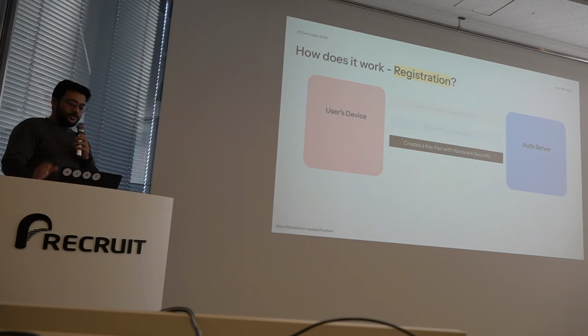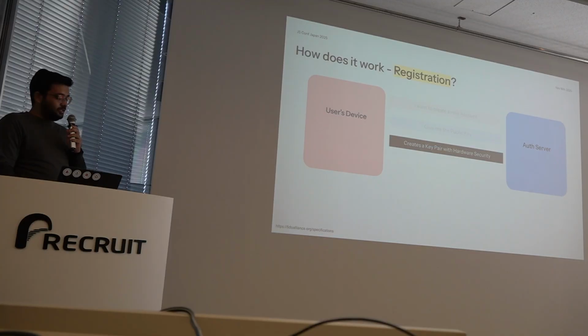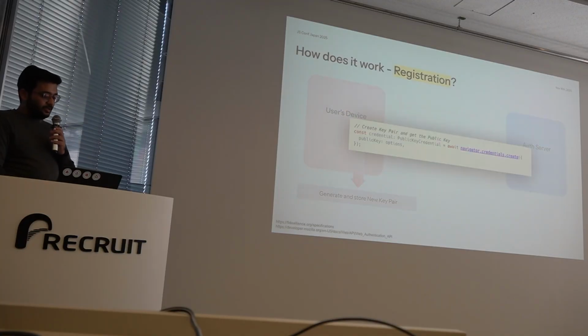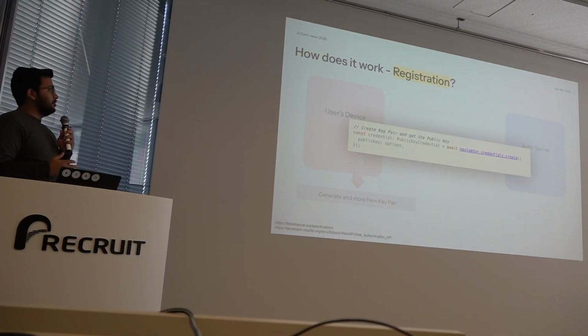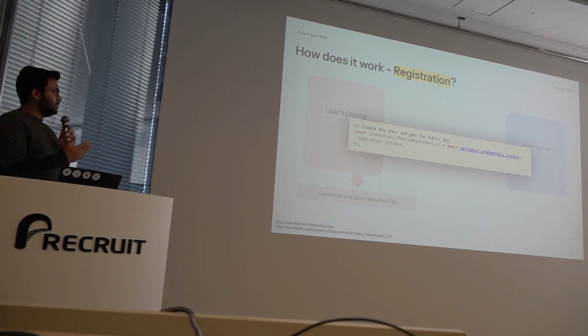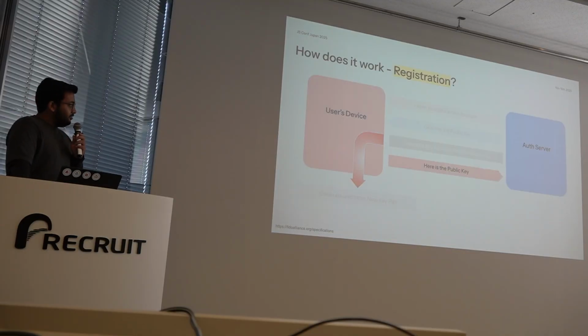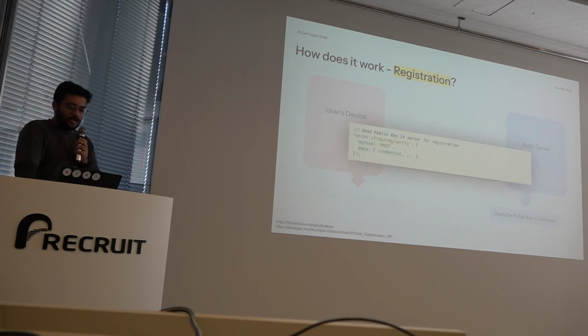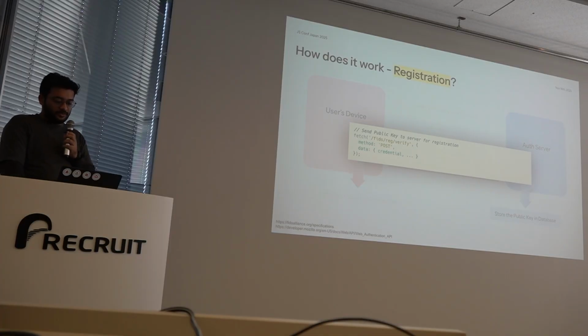So once the options object is on the user device, it can create a key pair with hardware security inside the device, and it will generate and store the new key pair in the device keychain. This is where we will use the WebAuthn credentials API, especially the credentials create API with the options object that we got from the API call before. Once this credential is created, we'll get a public key that we can send to the auth server, and it will store the public key in the database for authentication. And it will again be an API call to the server.